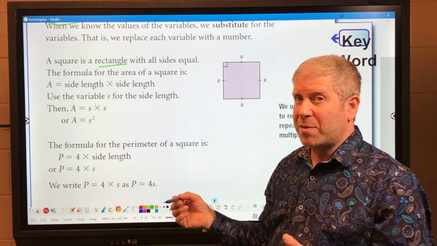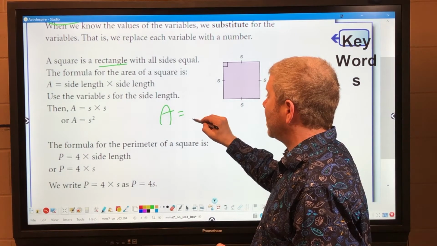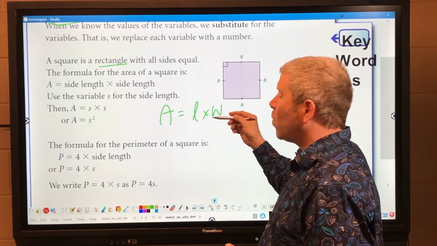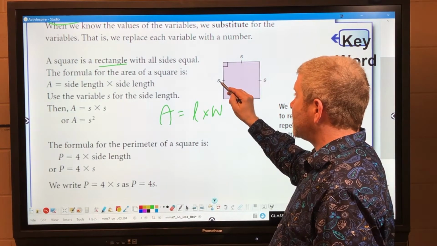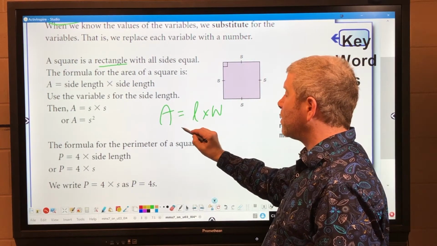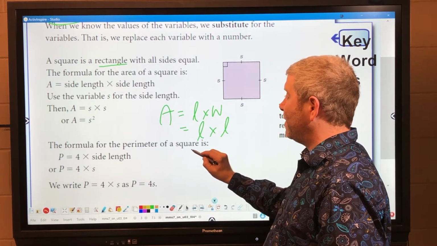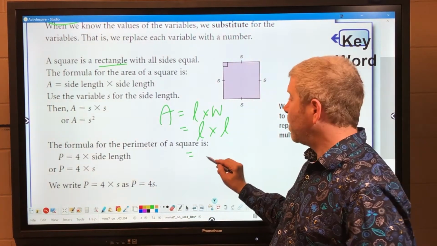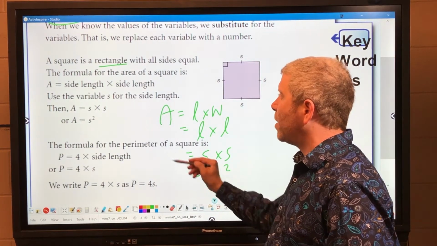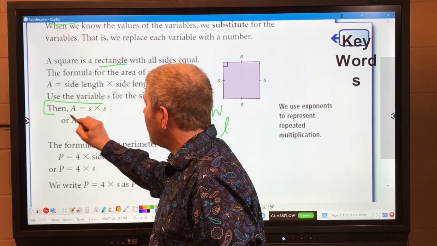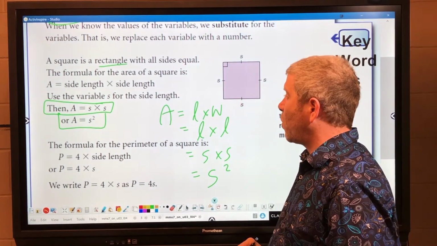Because you can start with the formula of a rectangle. Let's say the area of a rectangle would be length times width. Well, with a square, all the sides are the same. So they're all S, S, S, S. It's almost like multiplying length times length. In this case, instead of L, we'll use S. S times S gives us S squared. So the area is going to be S times S, or S squared, for a square.